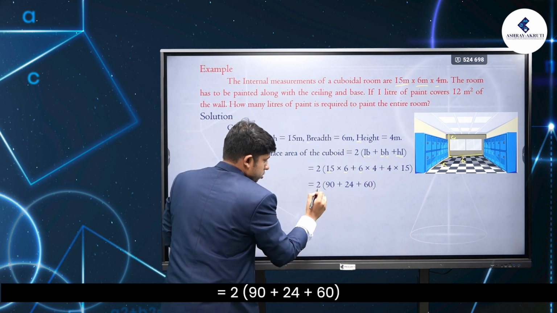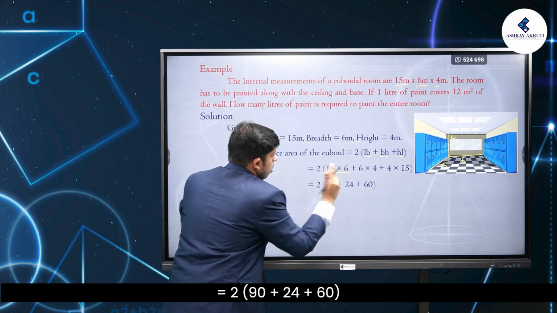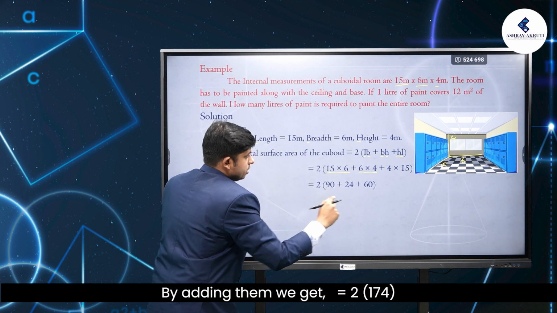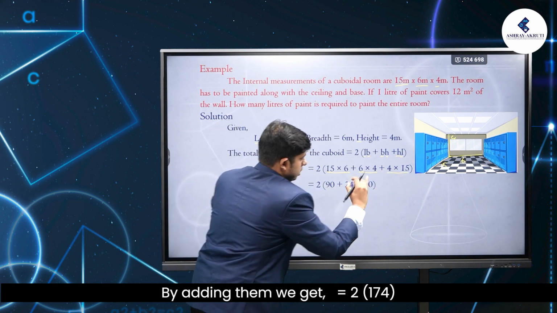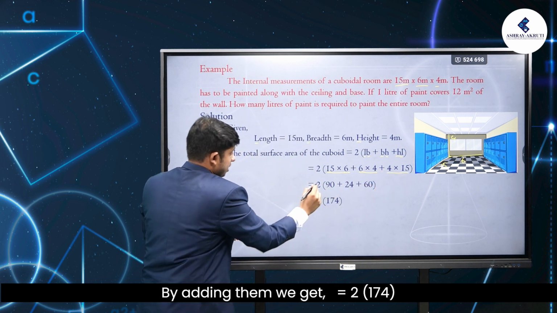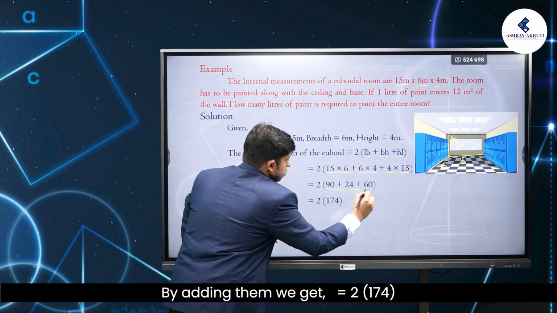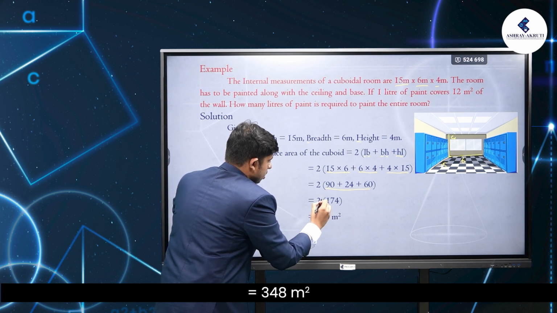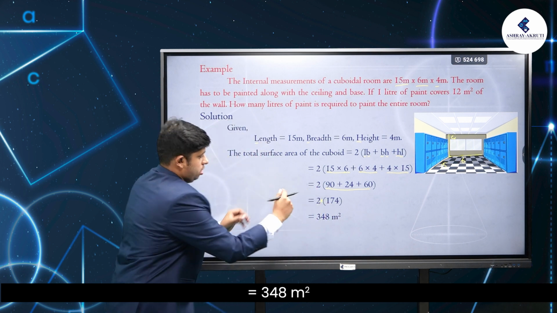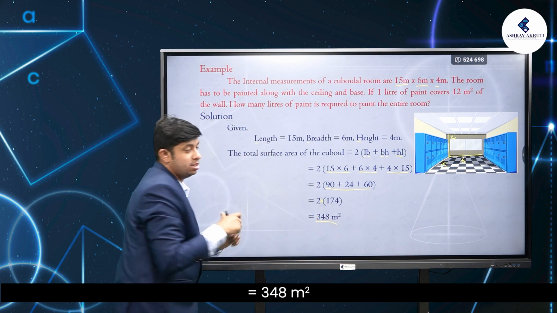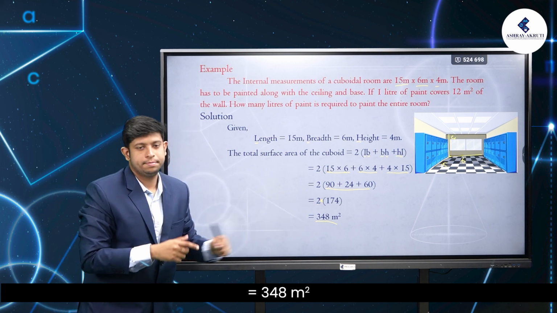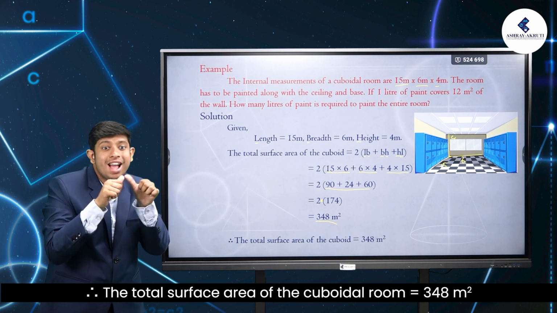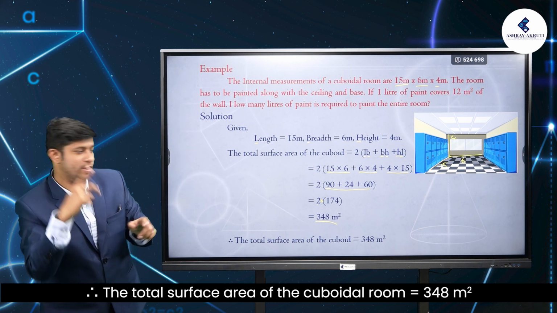By multiplying, we get 2 into 90 plus 24 plus 60. By adding them, we get 2 into 174, which is equal to 348 meter square. Therefore, the total surface area of the cuboidal room is equal to 348 meter square.